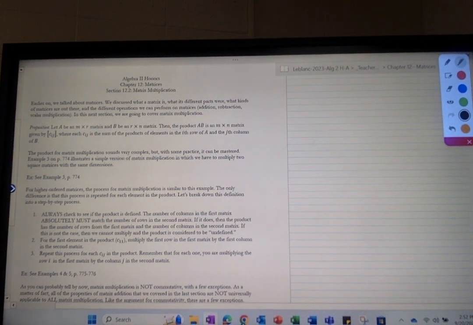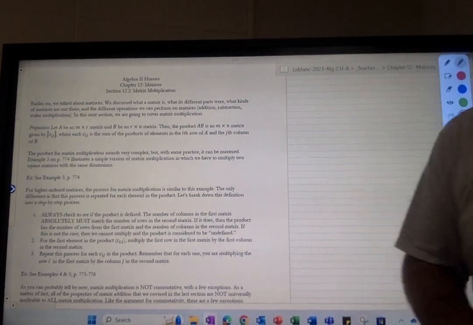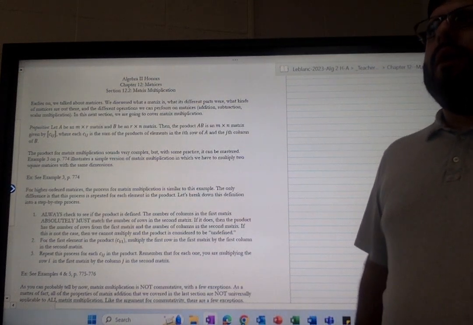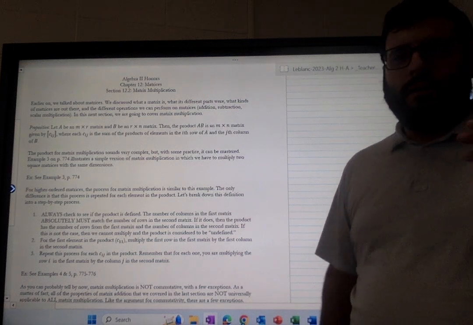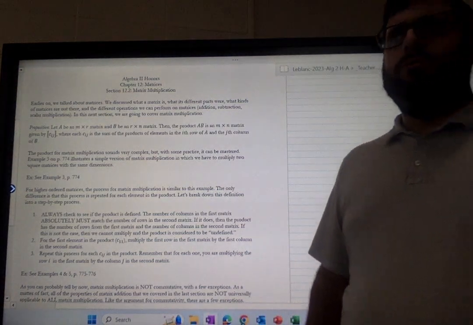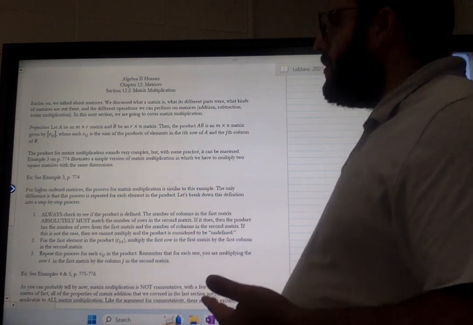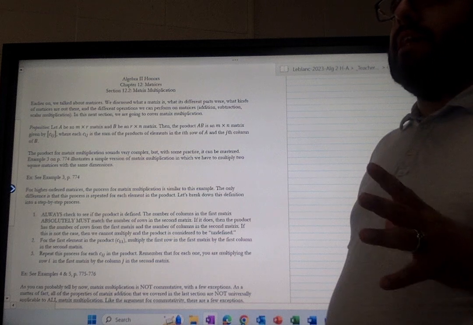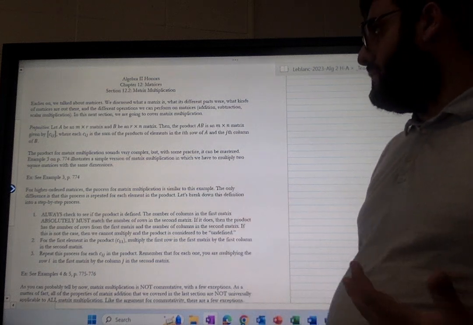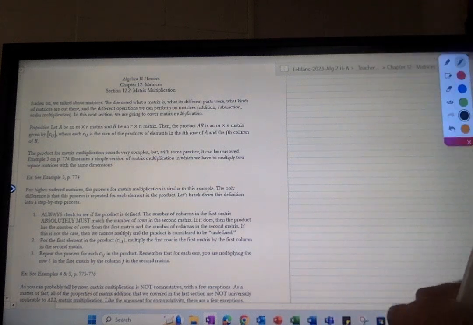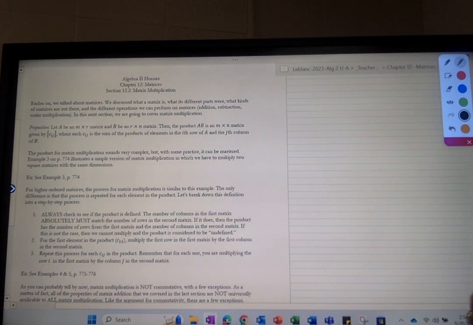In section 12.2, we're going to build on what we learned about matrices. In section 12.1, we talked about how to add, subtract, and apply scalar multiplication to matrices. Now we're going to go even further, and we'll talk about a different type of multiplication, and that's multiplying matrices themselves.